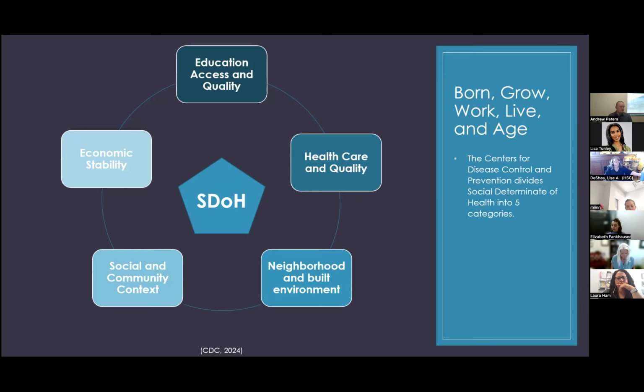The CDC further simplifies social determinants of health into 5 categories: education access and quality, healthcare access and quality, neighborhood and built environment, social and community context, and economic stability. And in the following slides, I'm going to be breaking down each of those and explaining how they affect your health.